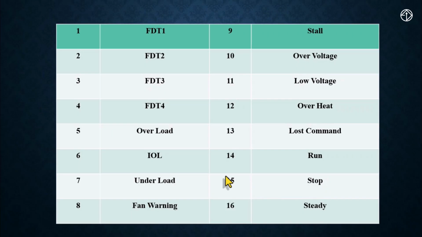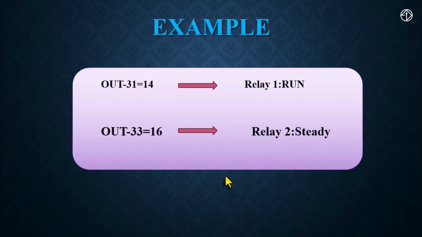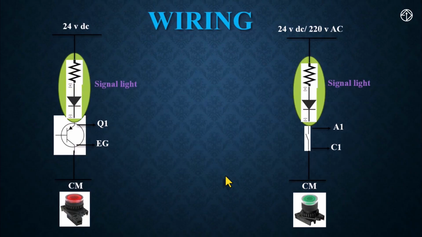In this instructional video, we intend to do an example together. We want to set parameter OU31 to number 14, meaning the relay will be activated as soon as the inverter runs. And set OU33, which is for relay 2, to number 16, which is steady. Steady means that when you give a command frequency, for example 30 Hz, as soon as it reaches 30 Hz and starts operating at that frequency, your relay will be activated. But how will our wiring be?